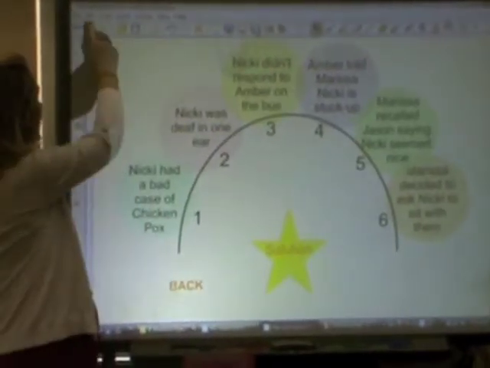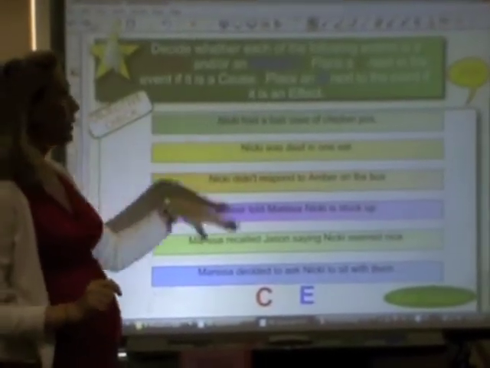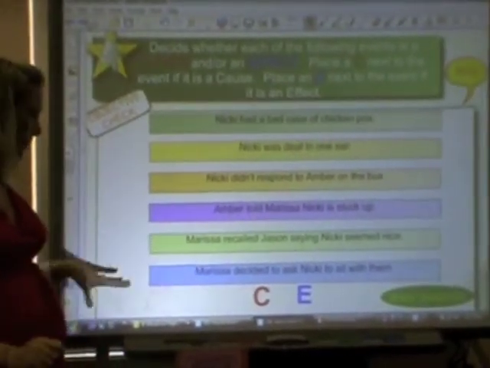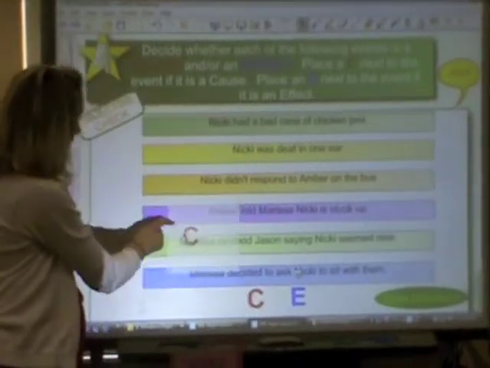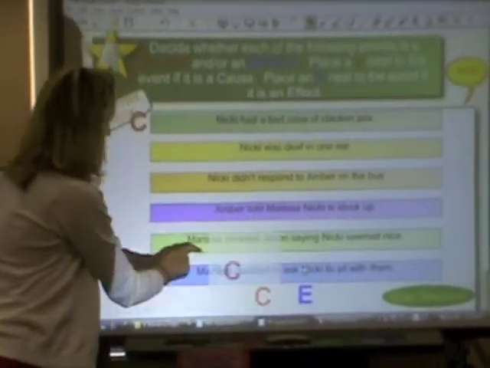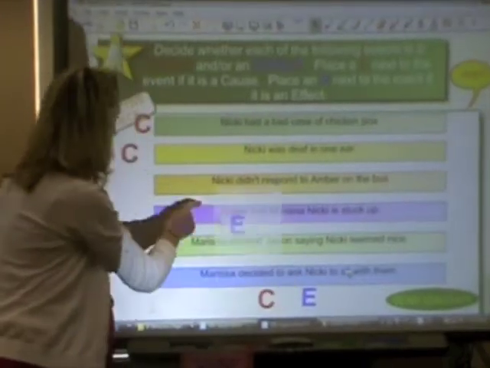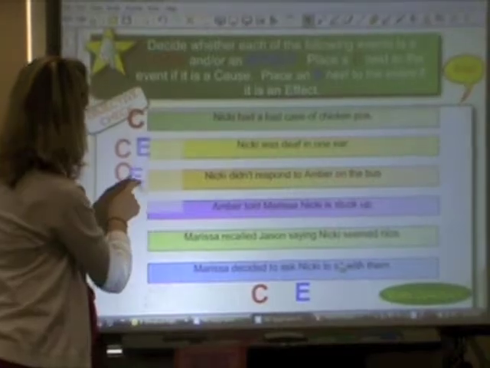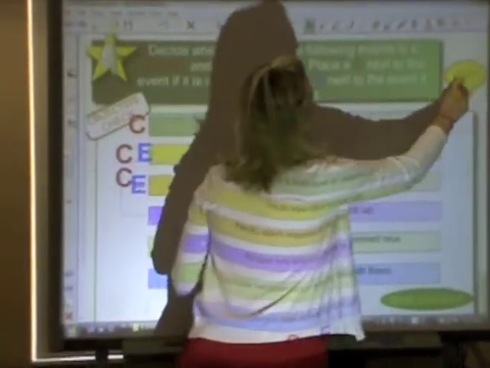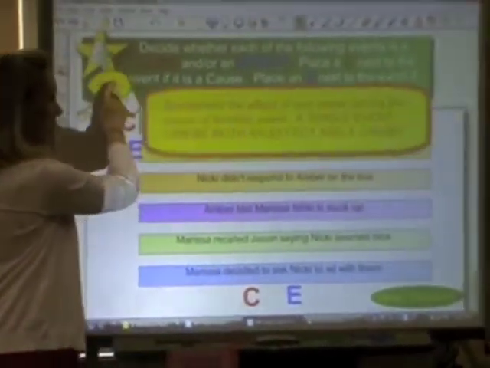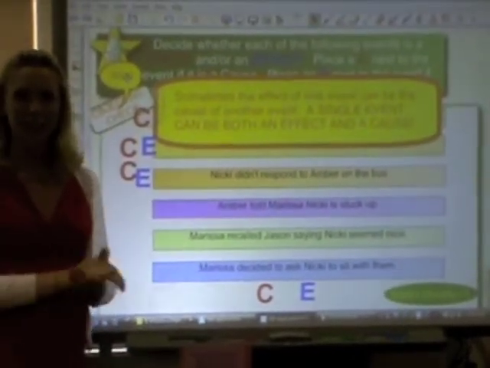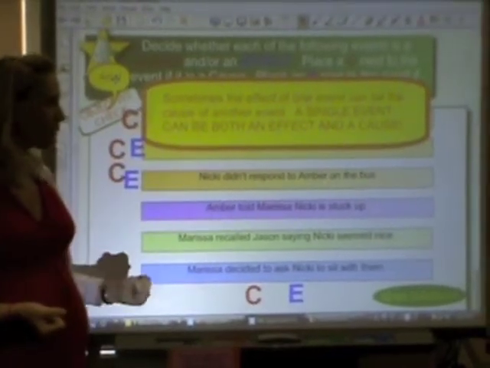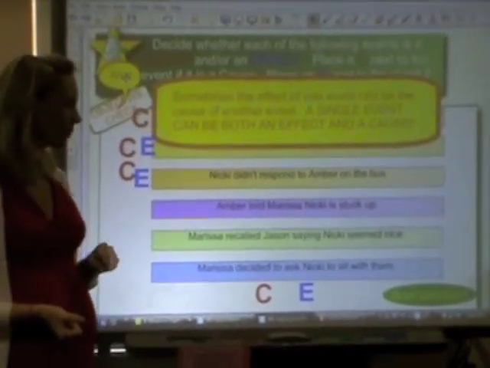The next activity in this lesson was to decide whether each of the events from the story was a cause and/or an effect. To do that, the students would come to the Smartboard and label each event with the C or the E. Those are both cloned infinitely so that they can be used as many times as necessary. I like to hide aha messages and questions off to the side so that we can pull them out for effect when needed. Sometimes the effect of one event can be the cause of another event.